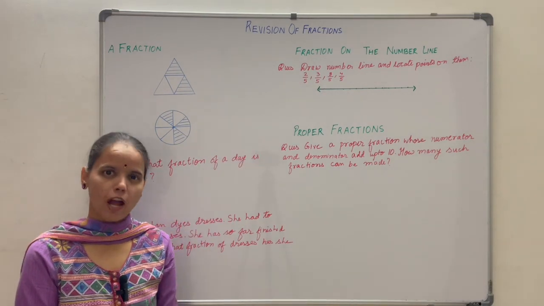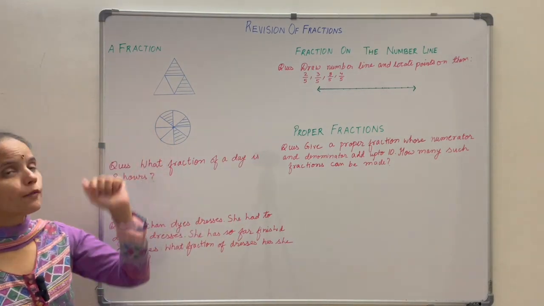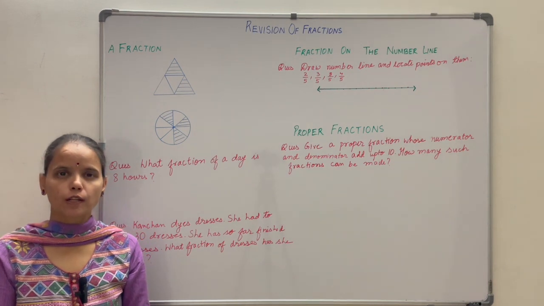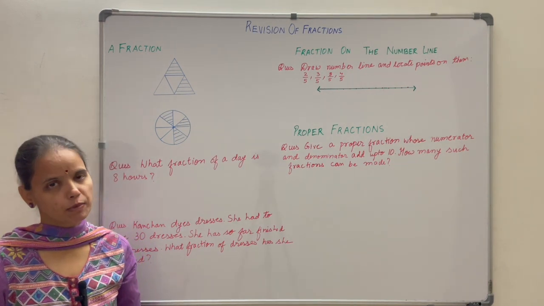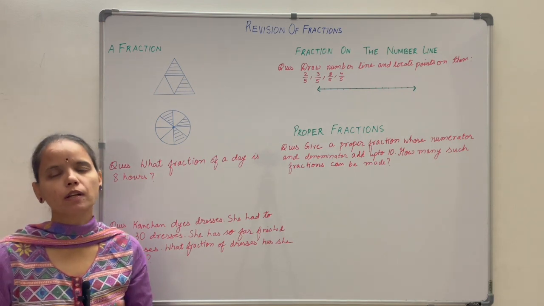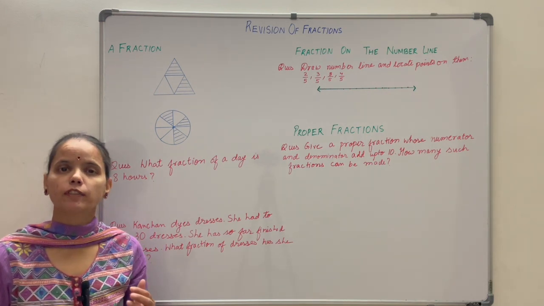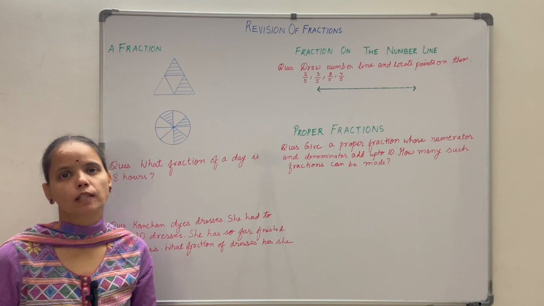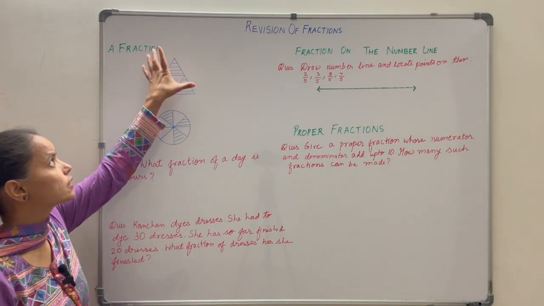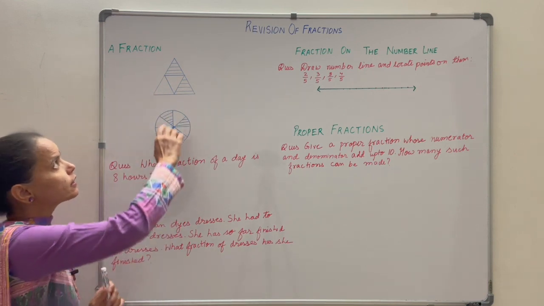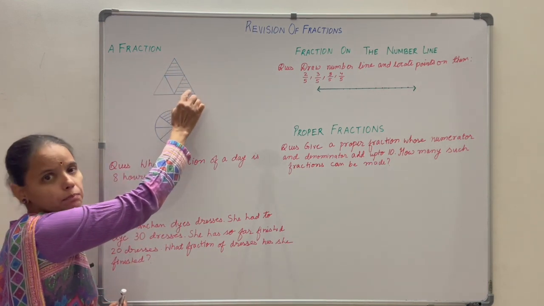Revision of fractions. So, a fraction. What is a fraction? A fraction is a part of a whole. The whole can be a single object or it can be a group of objects. When we talk about parts of a whole, each part should be equal. As in this figure, this is one whole. You have divided the whole into 4 equal parts.